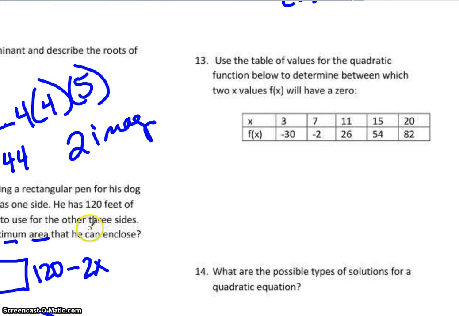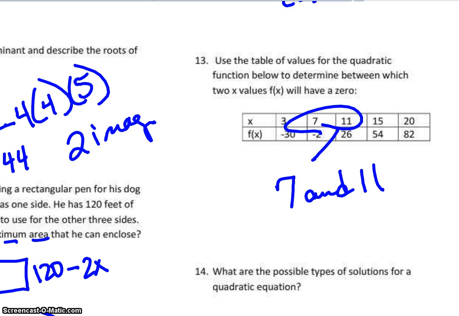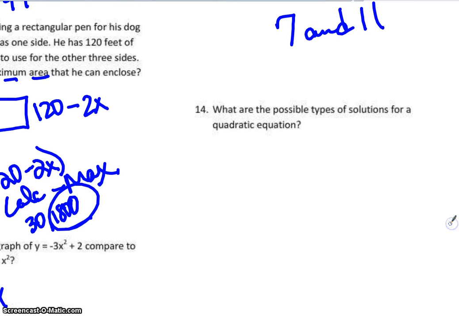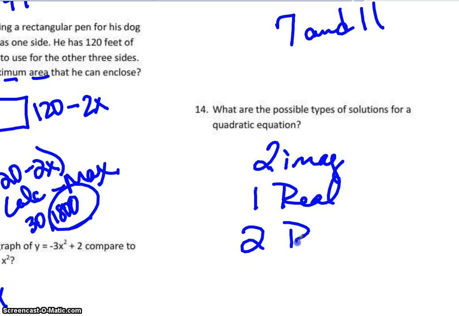Number 13, use the table of values for the quadratic function below to determine between which two values of x you will have a 0. Well, you've got to look and see where it changes from negative to positive right there. So it's going to happen between 7 and 11. What are the possible types of solutions for a quadratic? You can have 2 imaginary, you can have 1 real, or you can have 2 real.